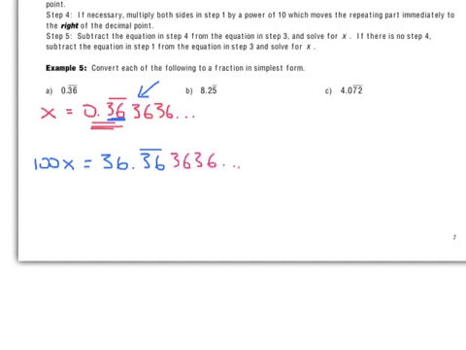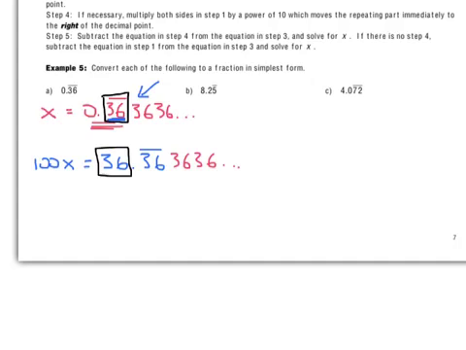It keeps going forever. So the reason I multiplied by 100 is because I wanted to get the repeating part, which is the 36 here, on the left side of the decimal. Okay, now your final step here is to subtract the red equation from the blue equation.